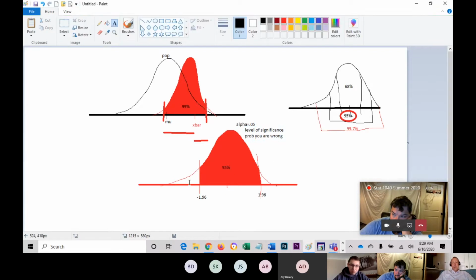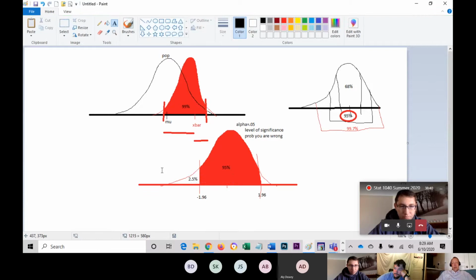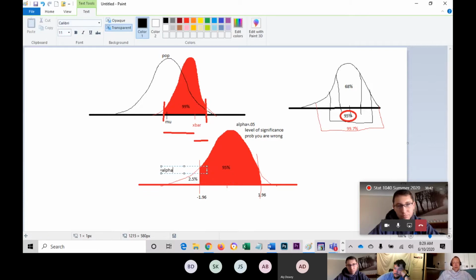And so how much of my alpha do I have on the left side? 2.5%. You got 2.5% here. And so you can think of this as alpha divided by 2. And then you've also got 2.5% over here. And so this is also your alpha divided by 2.